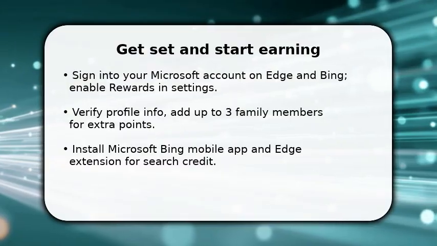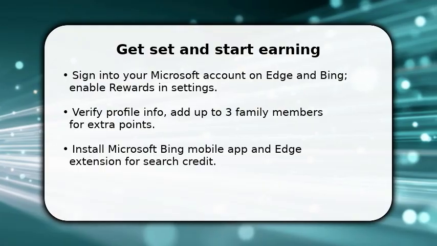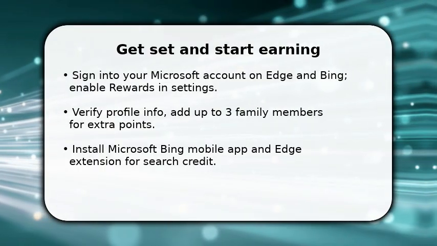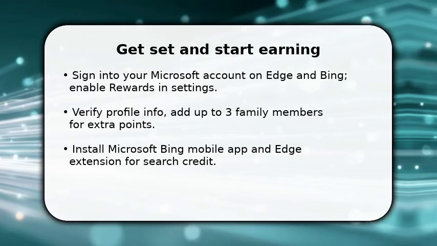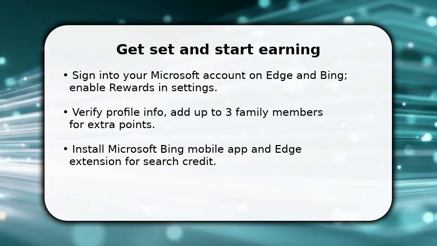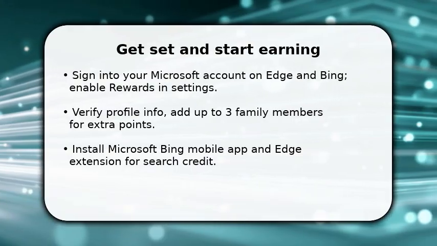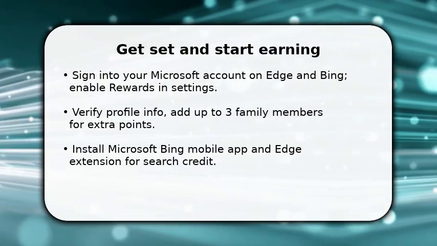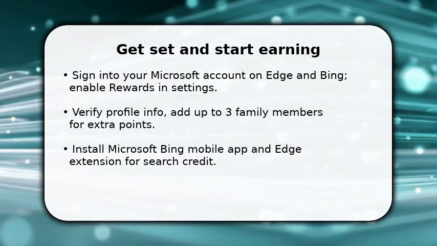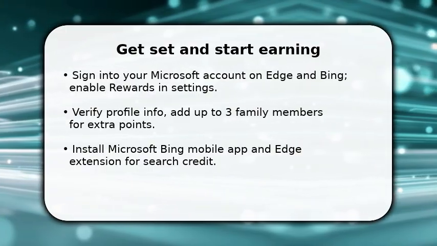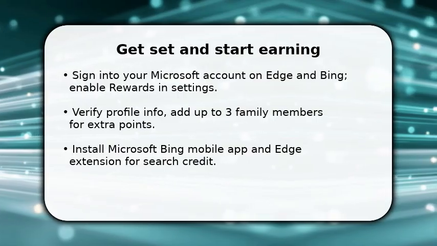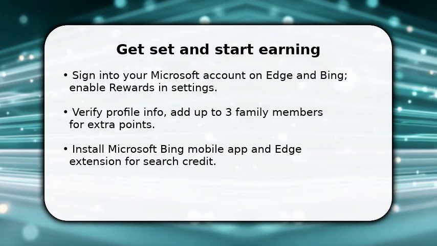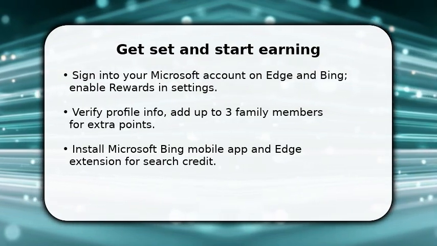You start by signing into your Microsoft account on Edge, and Bing Rewards can track activity. Once signed in, enable Microsoft Rewards in your account settings and confirm your profile details. This allows points to accumulate. Make sure to add eligible family members to a household for bonus points and install the Bing mobile app plus the Edge extension. These first moves unlock core earning methods, so don't skip them. They immediately begin capturing searches and simple activities that convert into points.